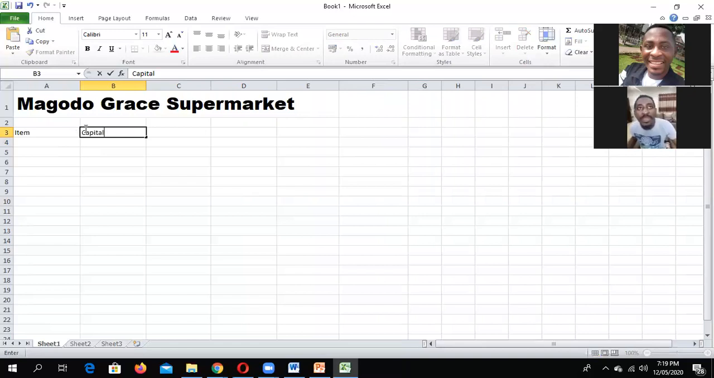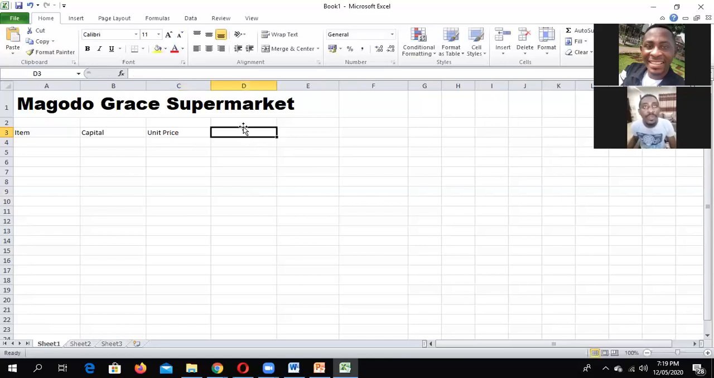Now, what do I mean by capital? You know that Magodo Grace Supermarket sells some items, and they purchase those items at a particular amount, and they are selling at a particular amount. So the amount that they put, we're going to say unit price. Unit price. So here we're going to say quantity here.